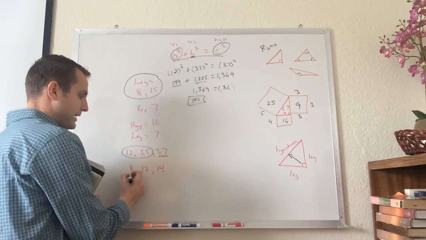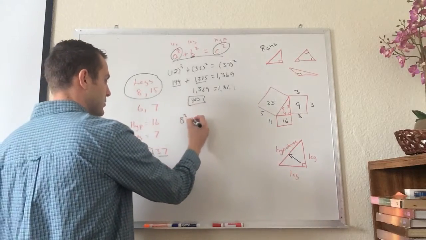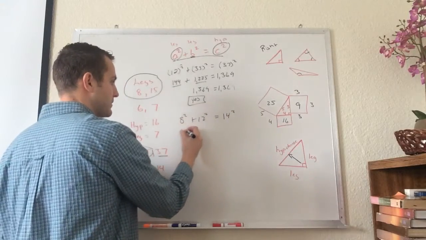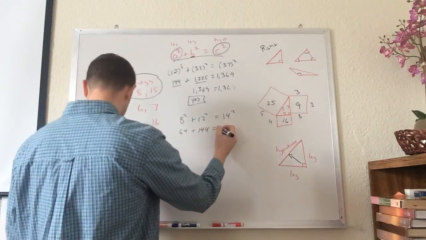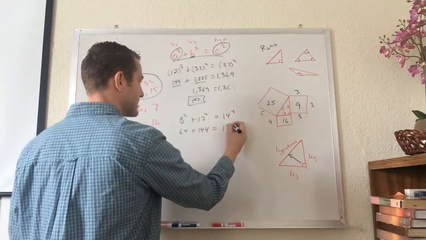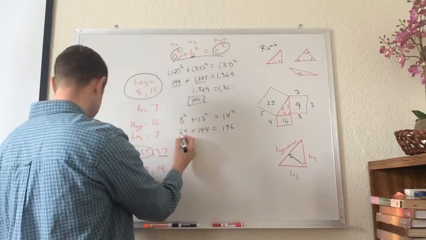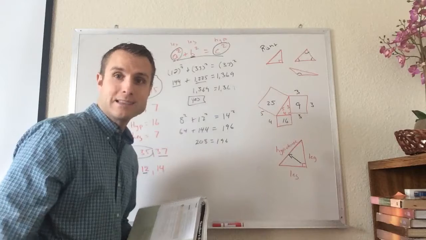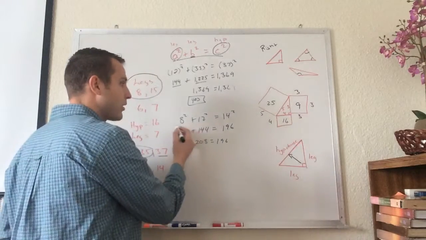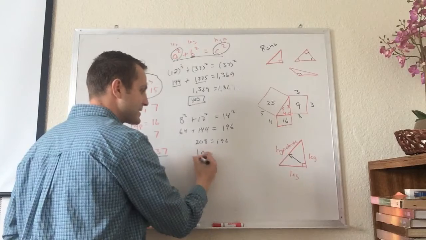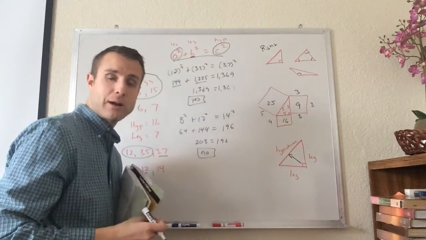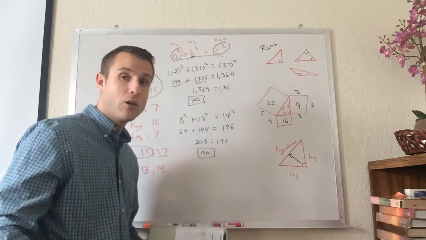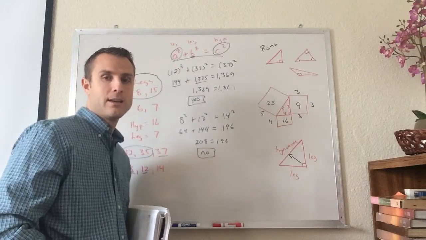How about this set of numbers? Again, I'm going to take the two smaller numbers, square them, and that should equal my biggest number squared. 8 squared is 64, 12 squared is 144, and 14 squared is 196. When I do 144 plus 64, I get 208. Does 208 equal 196? No. So it didn't work. Since it doesn't work, that means it's not a right triangle. So if it's a right triangle, the two smaller things squared should equal the biggest one squared. If they don't, it's not a right triangle. That's the Pythagorean theorem.